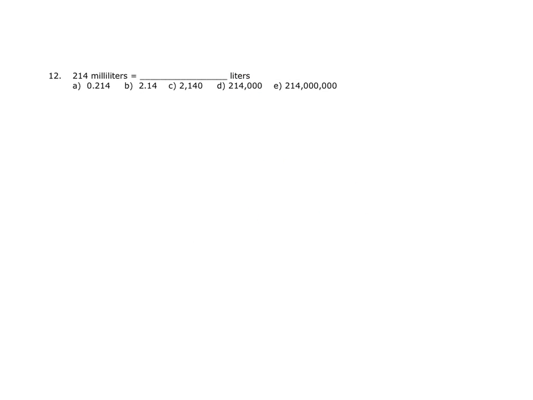Milliliters to liters. Again, now we're going 3 places to the left. So 1, 2, 3 gives you 0.214 liters.